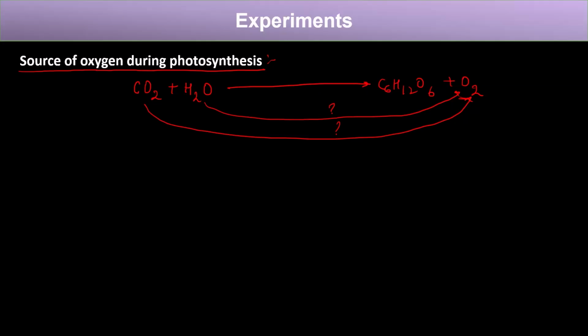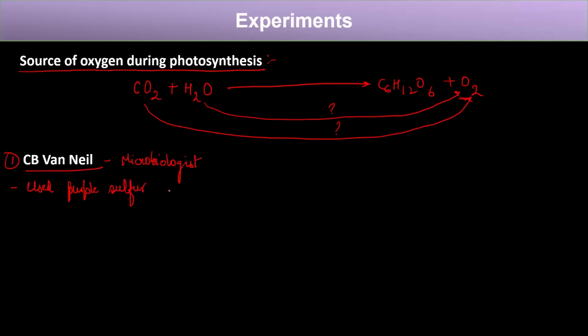So for this, a number of experiments were performed. Among which the first experiment was performed by a scientist named C.V. Van Niel. C.V. Van Niel is a microbiologist, which means he studied microbes, right? So what he did, he used a model organism, purple sulfur bacteria.